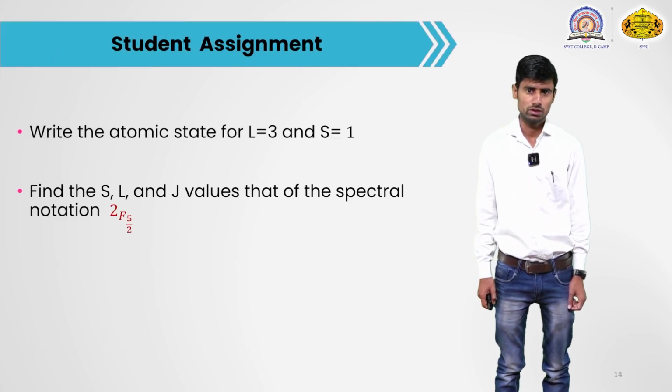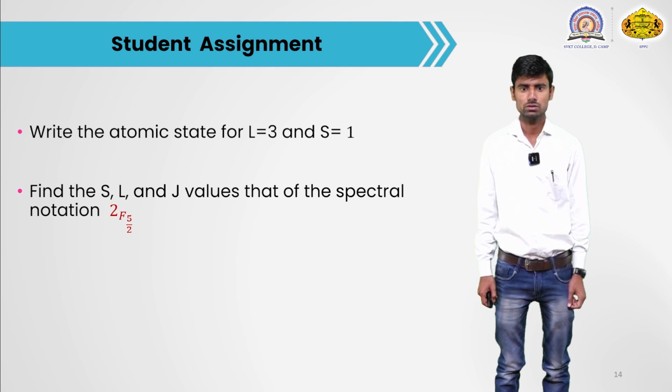Okay, so in today's lecture, we have learned about the spectral notation. Based on that, students have to solve some assignments. The first question for the assignment is, students have to write the atomic state for L equals 3 and S equals 1. And also students have to find the S, L and J values for the spectral notation of doublet F 5 halves.